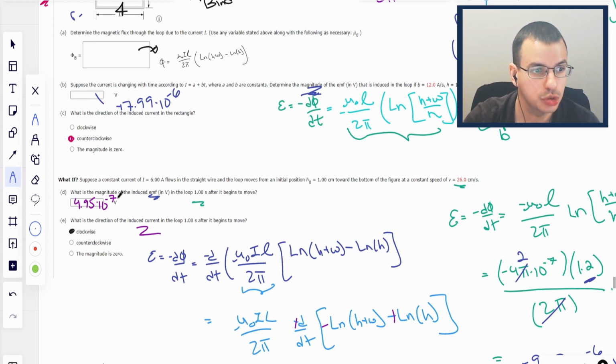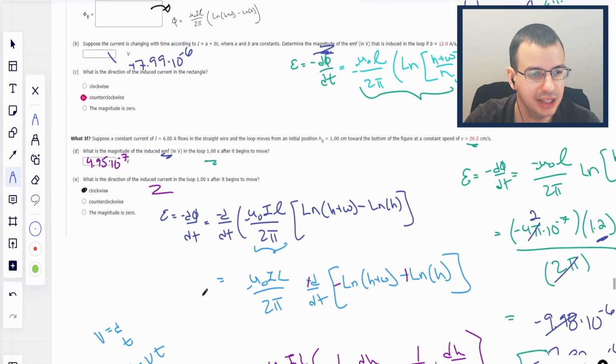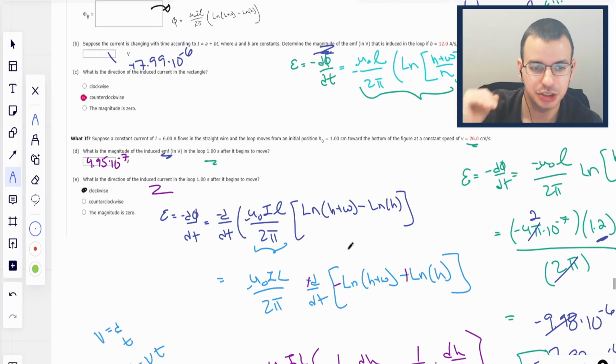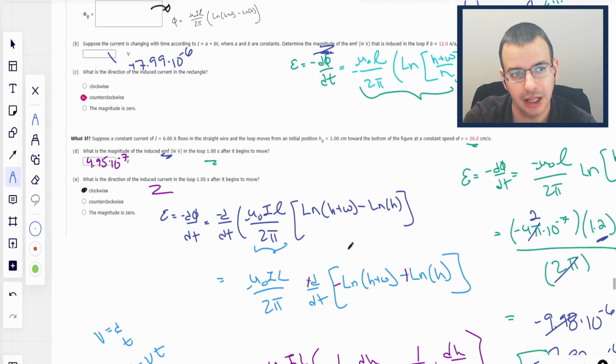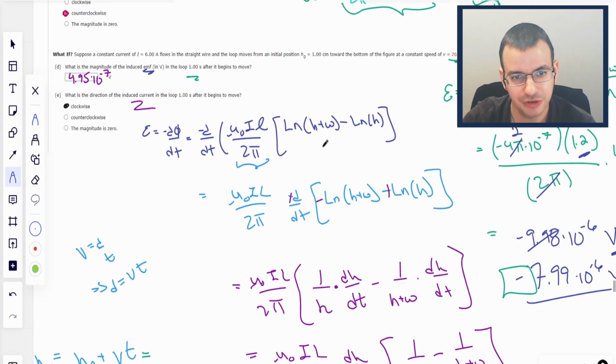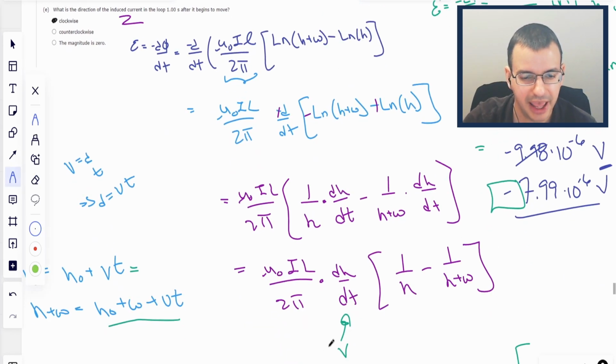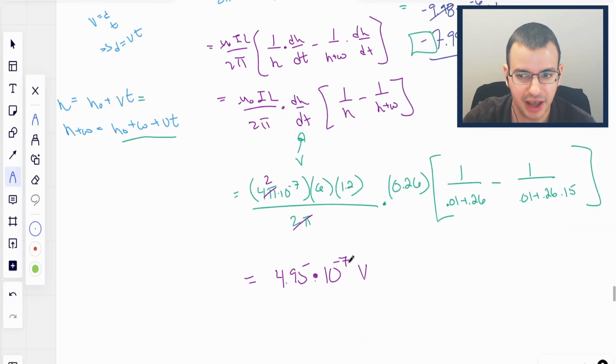We then had a situation where the loop is moving, and we did the exact same setup. EMF equals negative d flux dt. This time, the distance from the wire was not constant, so we had to look at that d flux, the derivative with respect to t. We took the derivative of our natural logs, and we eventually got an answer, plugged in values, and it worked out great.